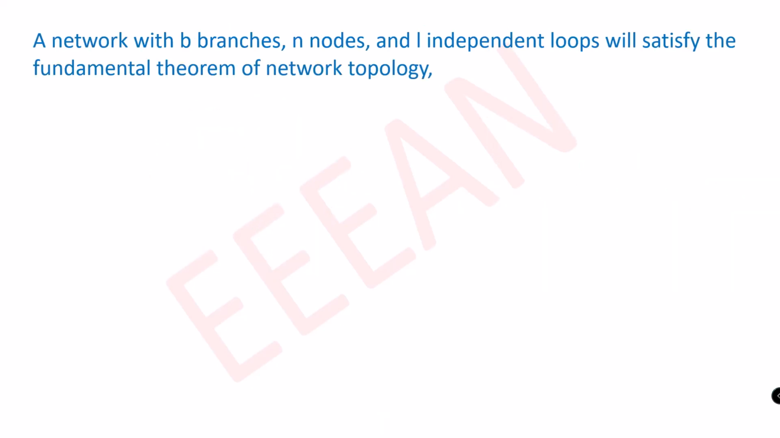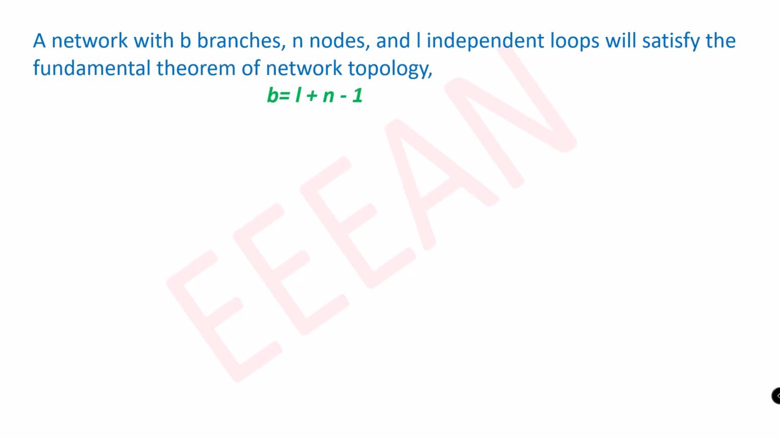A network with B branches, N nodes and L independent loops will satisfy the fundamental theorem of network topology, that is B equals L plus N minus 1, where B equals the number of branches, L equals the total number of independent loops and N equals the total number of nodes.